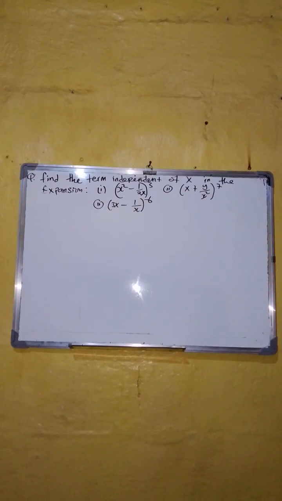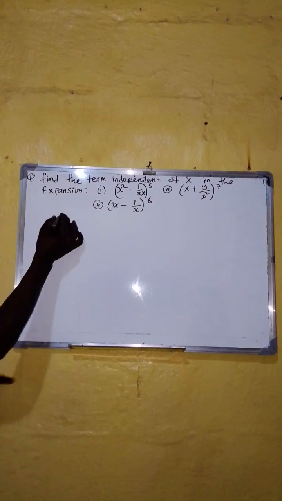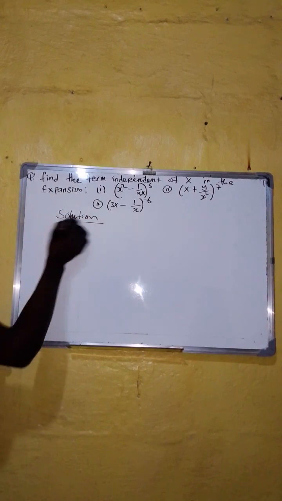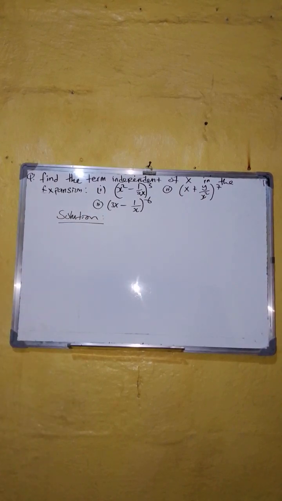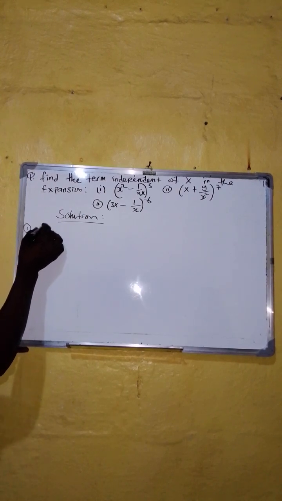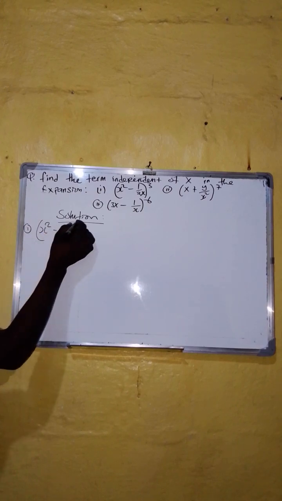So now, the question says, find the independent term of x in the expansion of those three binomial terms. So we're looking for the independent term of x in the following binomial terms. So we start with the first one, (x squared minus 1 over 2x) to the power 3.